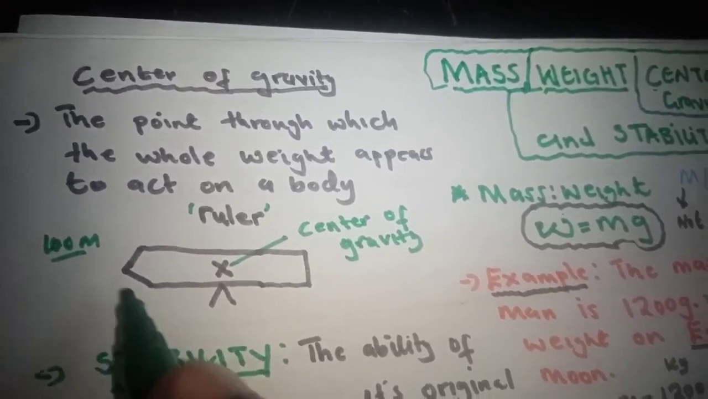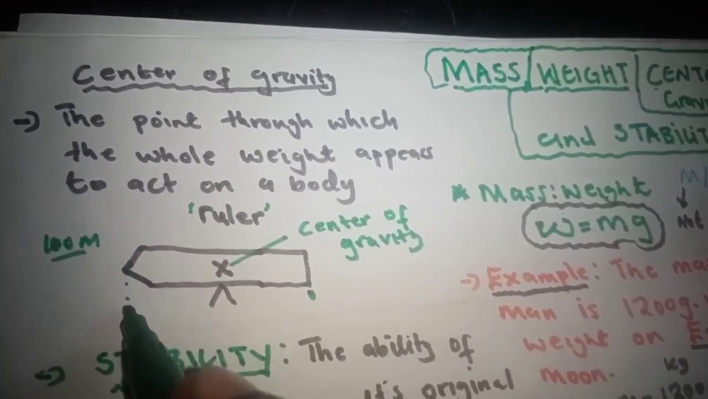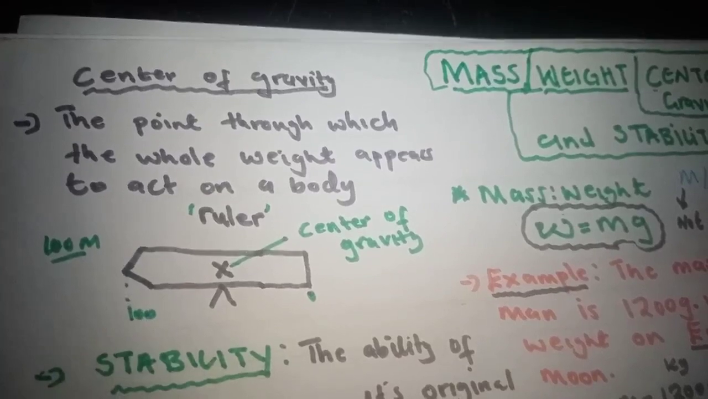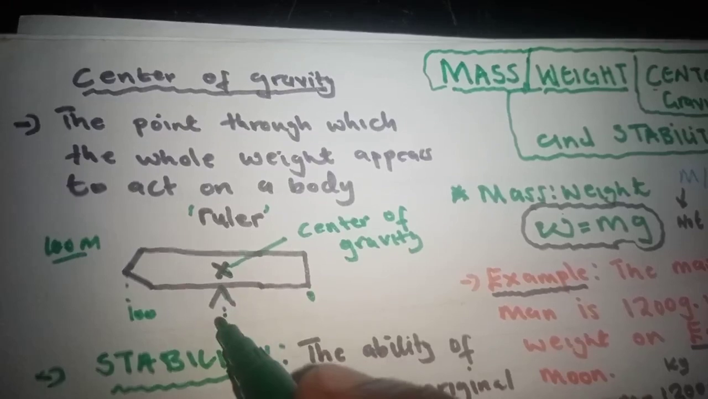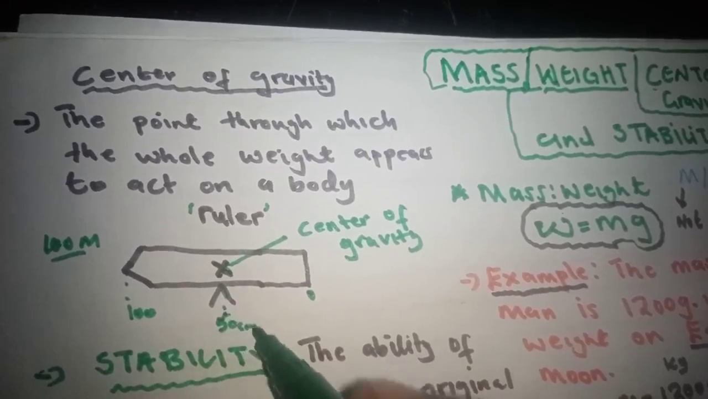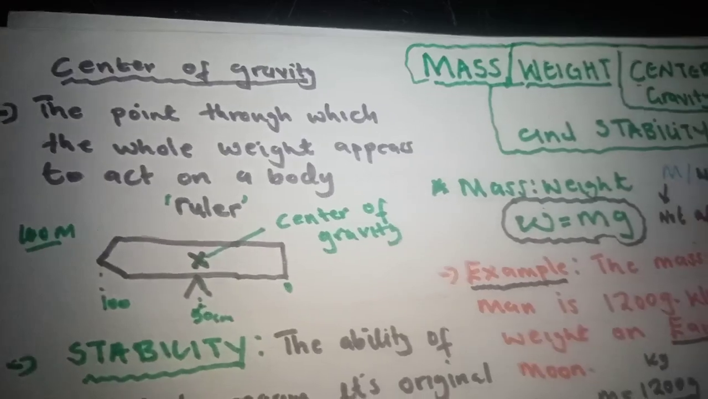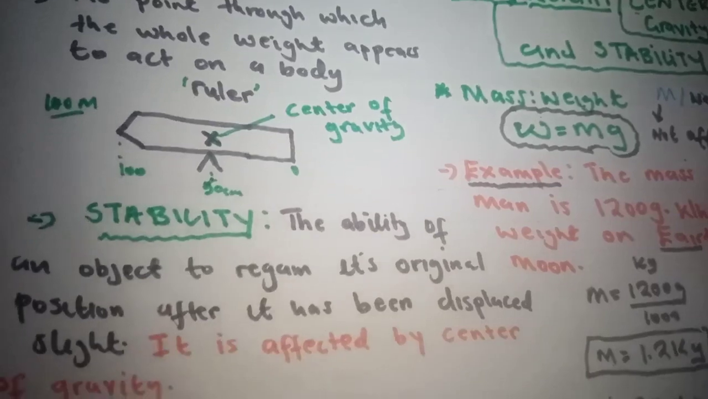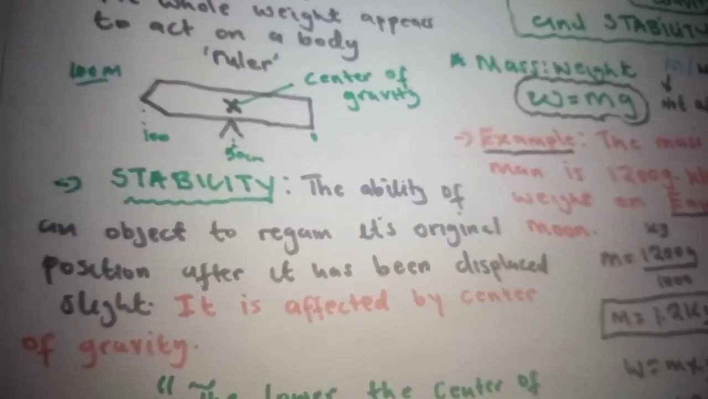If this is your meter rule, you have your 0 mark here, and up to here you have your 100 mark. This will simply mean that your center of gravity will be at half, which is the 50 centimeter mark. So the center of gravity is simply the point on an object where the whole mass or the whole weight appears to act. Okay, so let's look at another principle called stability.